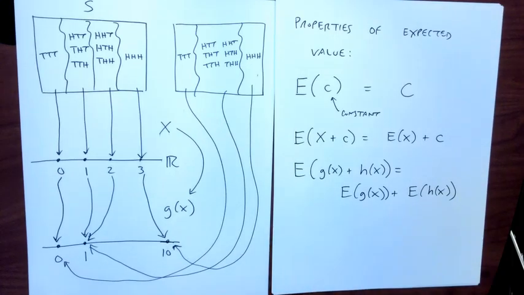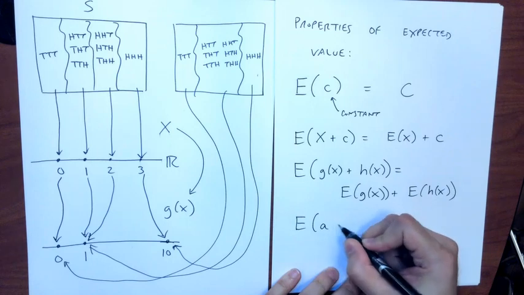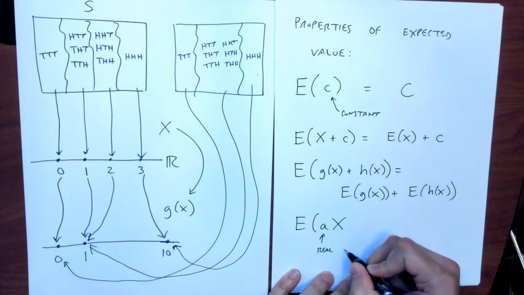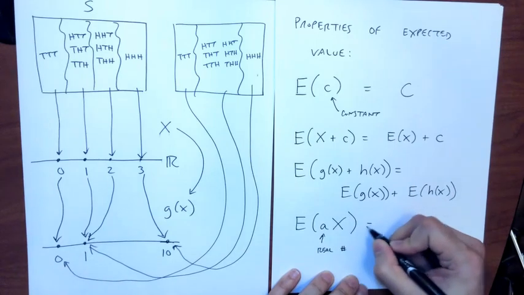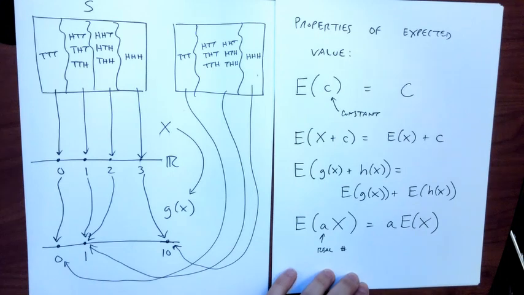So I can split up sums within the parentheses and bring them outside the parentheses. And if I have the expected value of ax, where a is some real number, that's just a times the expected value of x, right? So the expected value of 2x is the same as 2 times the expected value of x.